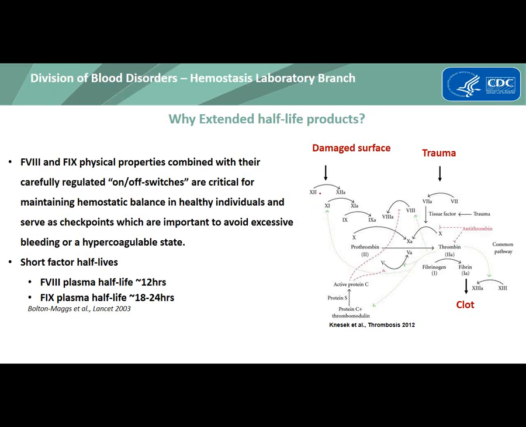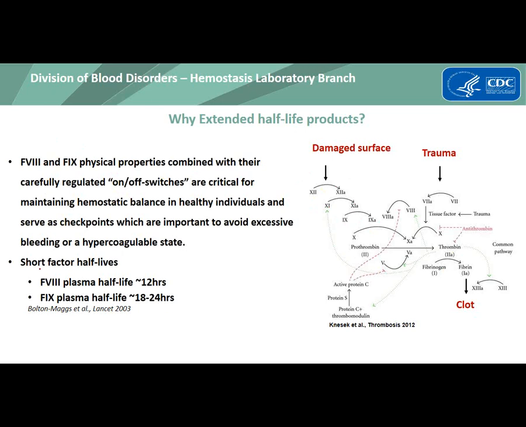There's lots of different factors, arrows, acceleration points, deceleration, activation, and inactivations, and all this to generate a clot. And I point this out as a reminder that factor VIII and factor IX have physical properties that, combined with their carefully regulated on-off switches, are critical for maintaining hemostatic balance in healthy individuals and serve as checkpoints, which are important to avoid excessive bleeding on one hand and a hypercoagulable state on the other.